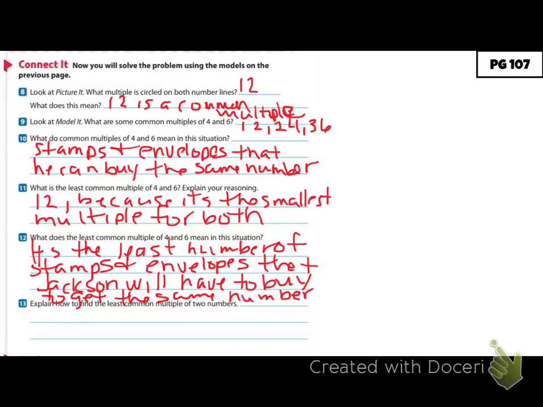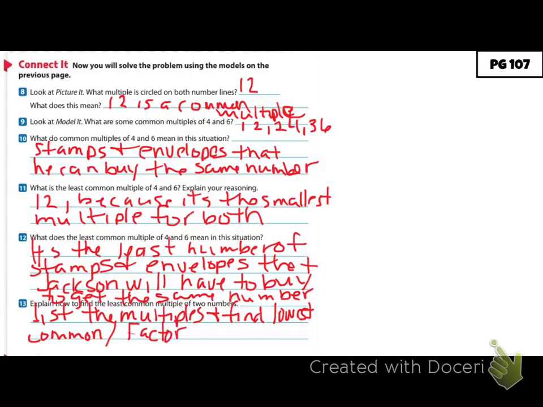Number 13, explain how to find the least common multiple of two numbers. Well, if we do like what the book was showing us, we can list the multiples and find the lowest common multiple, or we can factor the numbers, find matches, and leftovers and multiply, which is the way I showed you.